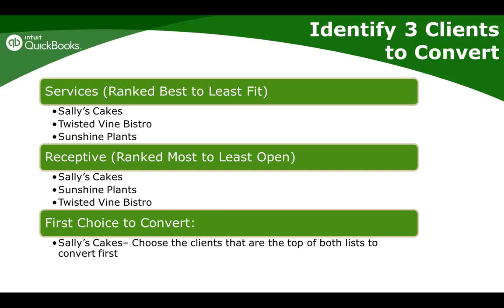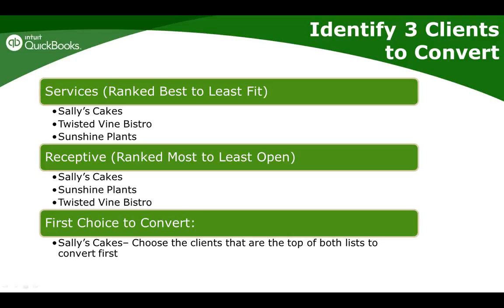So once we list these things out where we know whose services will be easy to convert and who will actually not be a pain in the butt to do it, we can see that Sally's Cakes is number 1. So Sally's Cakes would be the first client that we converted. And then second, I'll even take this a step further, even though Twisted Vine ranks first on services, Sunshine Plants would probably be my next one because even though they're slightly more complex, they're going to be easier to deal with because they're more receptive.